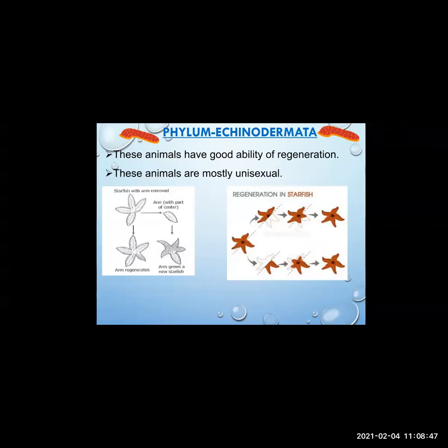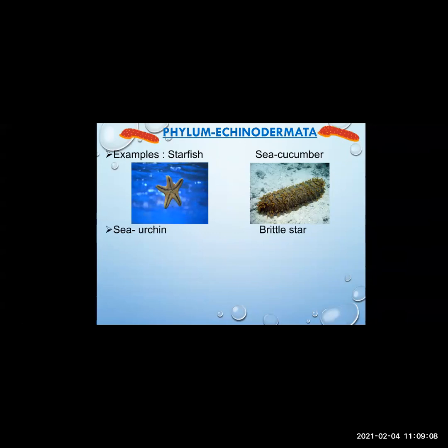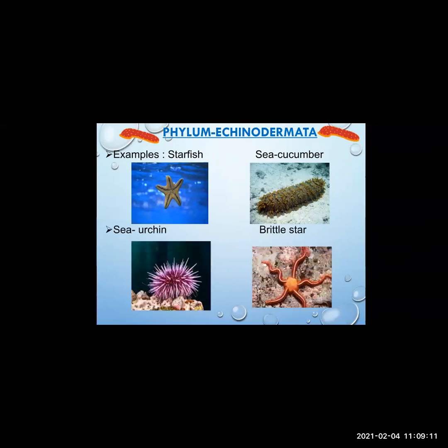Even these animals are mostly unisexual, either male or female. What are the different examples of this phylum Echinodermata? Starfish, sea cucumber. You can see why it is called sea cucumber, from the shape you can understand. Then sea urchin, brittle star. These are a few examples of phylum Echinodermata.